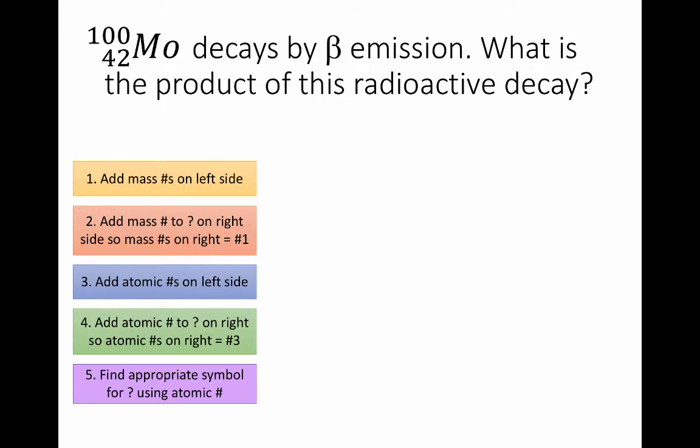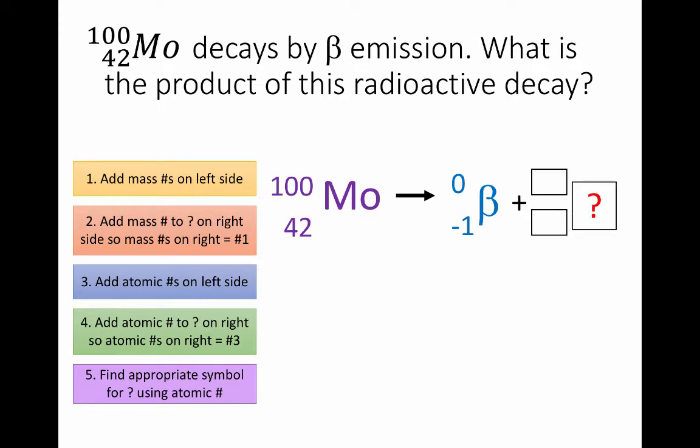Here we have molybdenum-100 decaying by beta emission. And we want to know what it makes besides a beta particle. So once again, this is a radioactive decay where you have an isotope, here molybdenum-100, splitting into two parts. One of those parts is a beta particle, 0, minus 1 beta. The other one is something. We don't know what it is. That's what we're trying to find out.